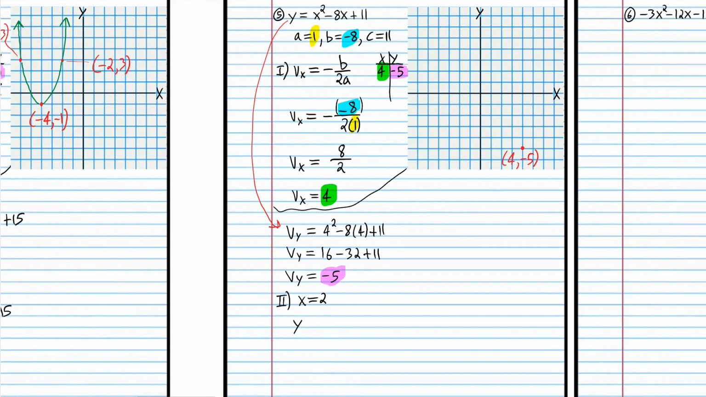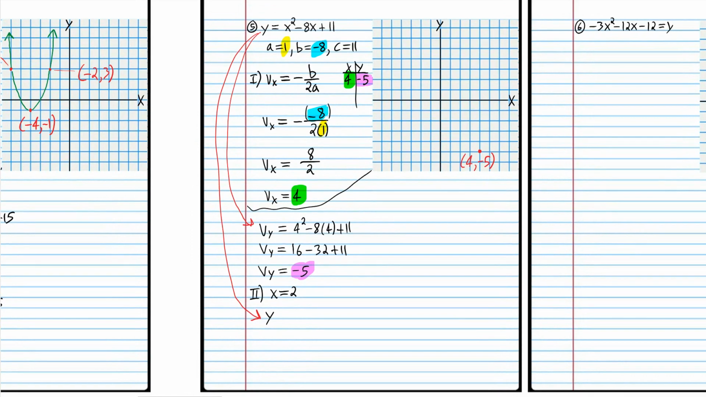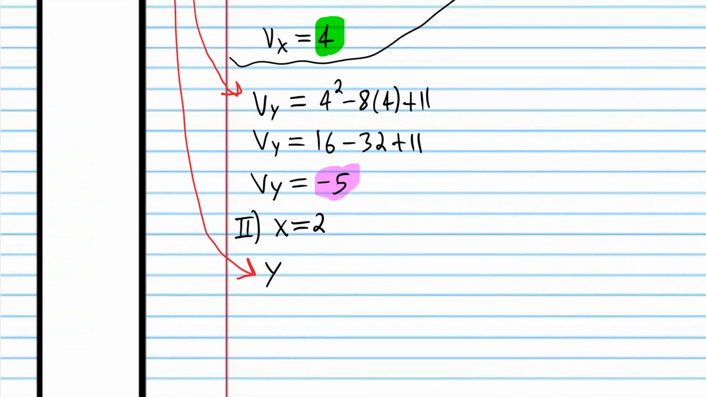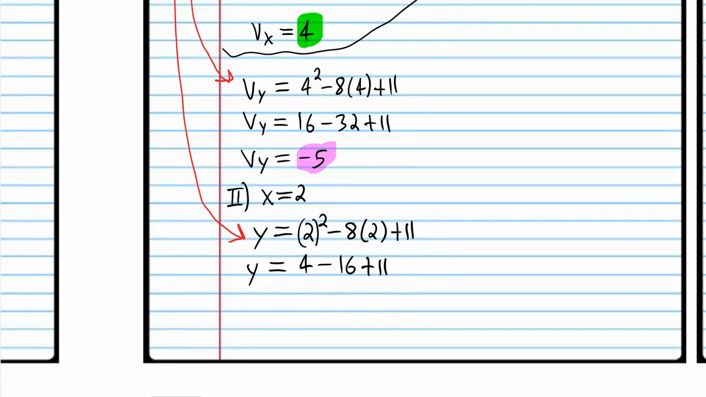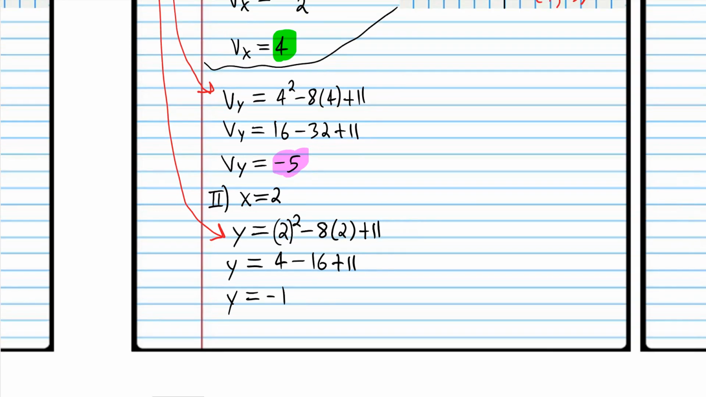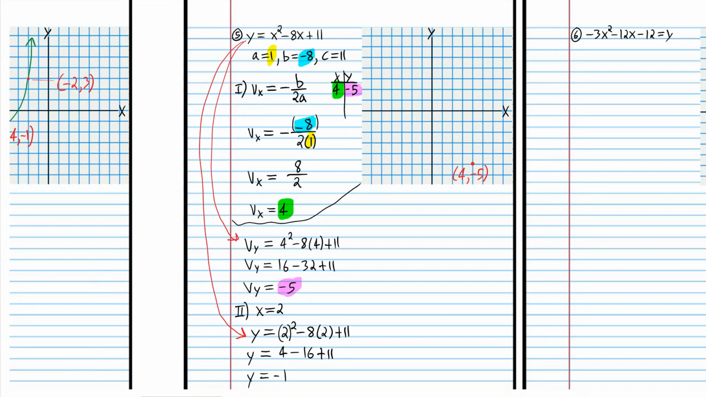But to find the corresponding y value, of course, we have to bring down that original equation, just like we did with the vertex. So if x is 2, we have 2 squared minus 8 times 2 plus 11. And doing the math on that, and I can use parentheses so it's easier to see what's going on here, we get negative 1. So now we have another point, 2, negative 1.